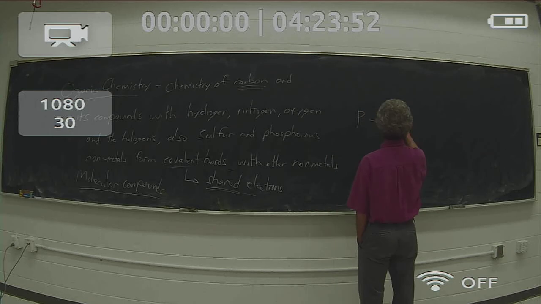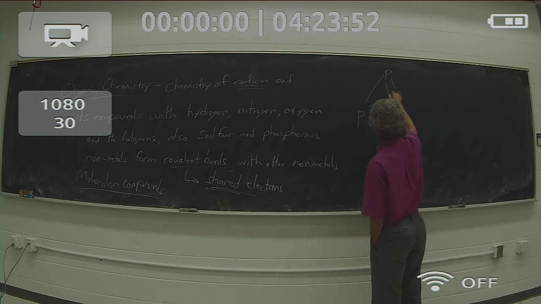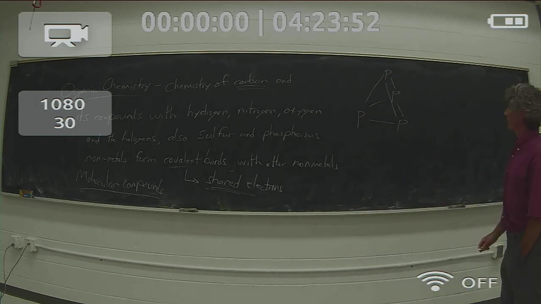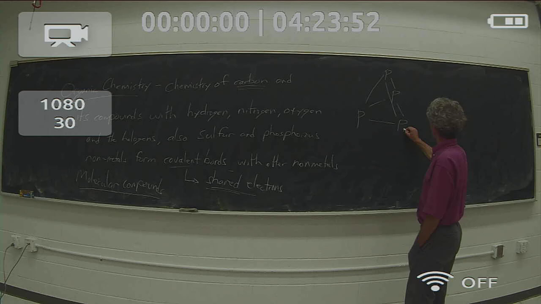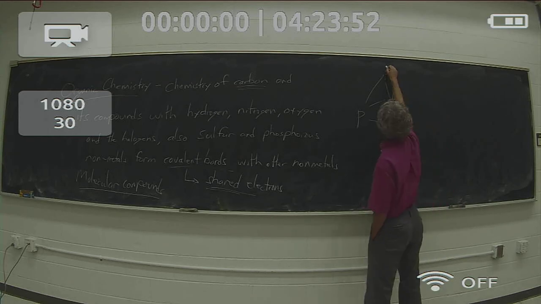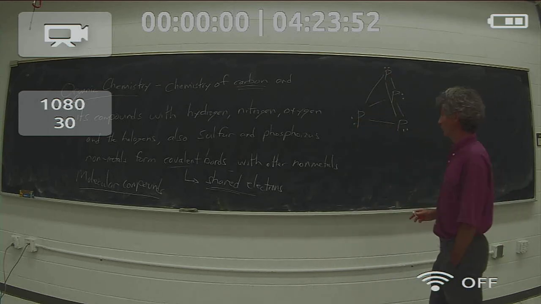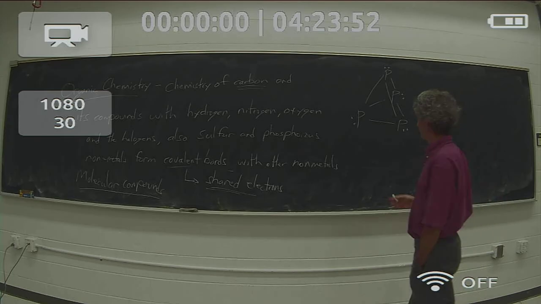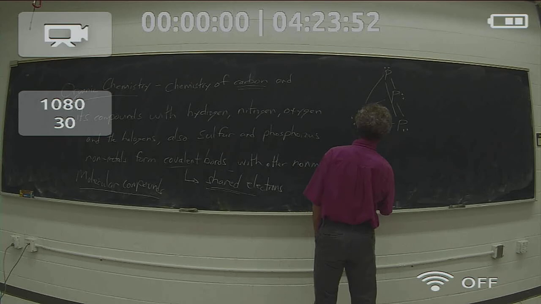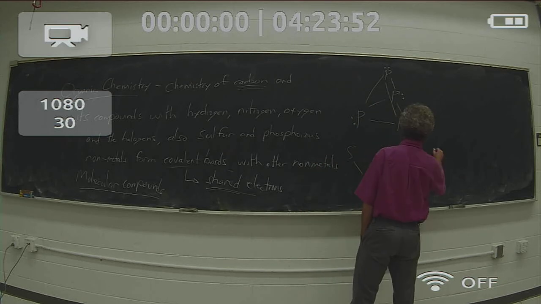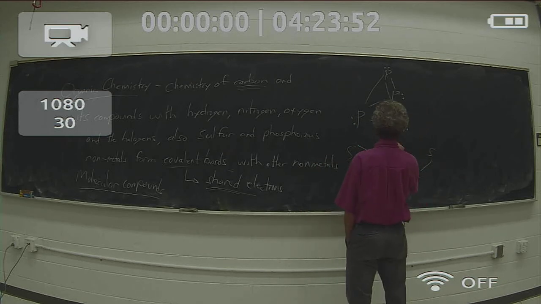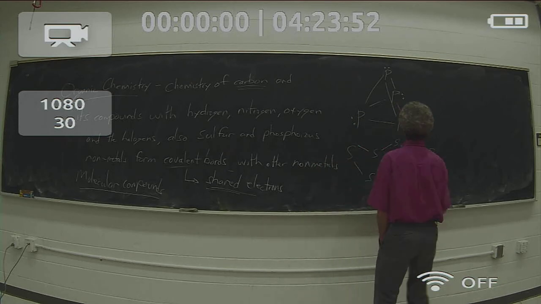One of the most common allotropes of phosphorus is P4, which is simply a tetrahedral arrangement of 4 phosphorus atoms like that, with lone pairs pointing out. That would be white phosphorus, which is the one that's pyrophoric and ignites spontaneously in air. And sulfur, which you may remember, exists as a crown-like compound, S8.